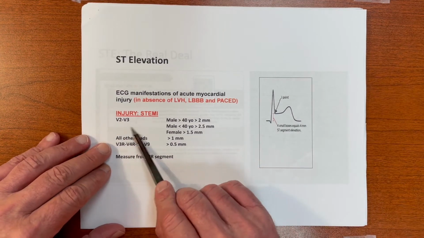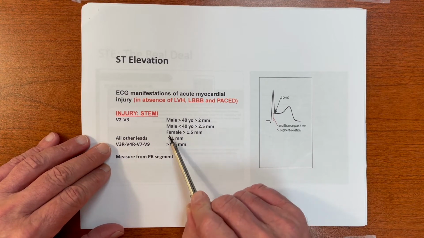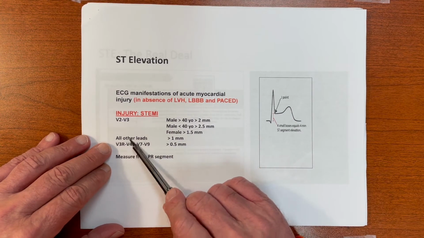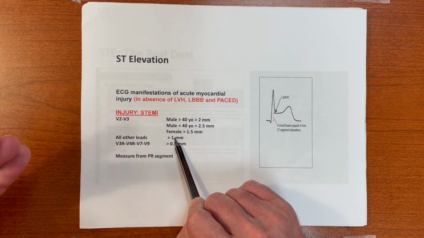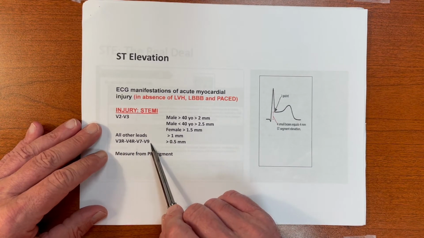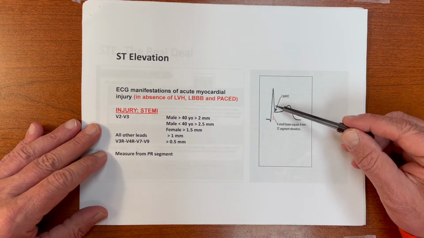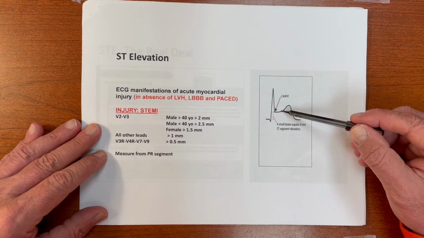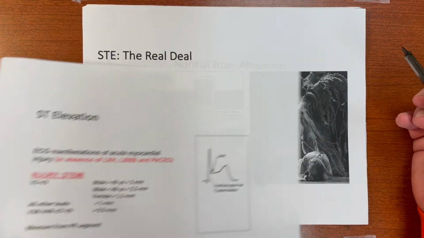Here we go. V2 through V3, in older males, 2 millimeters, under 40, 2.5, females, 1.5. Age is not an issue there. All other leads, it's 1 millimeter, let's say like AVL, 2, 3F, and it's 0.5 millimeter in these leads, okay? Measured from the PR segment, J point, where either your R wave or your S wave comes down into the ST, and there's an abrupt transition. Compare that versus that. That's what we're talking about.